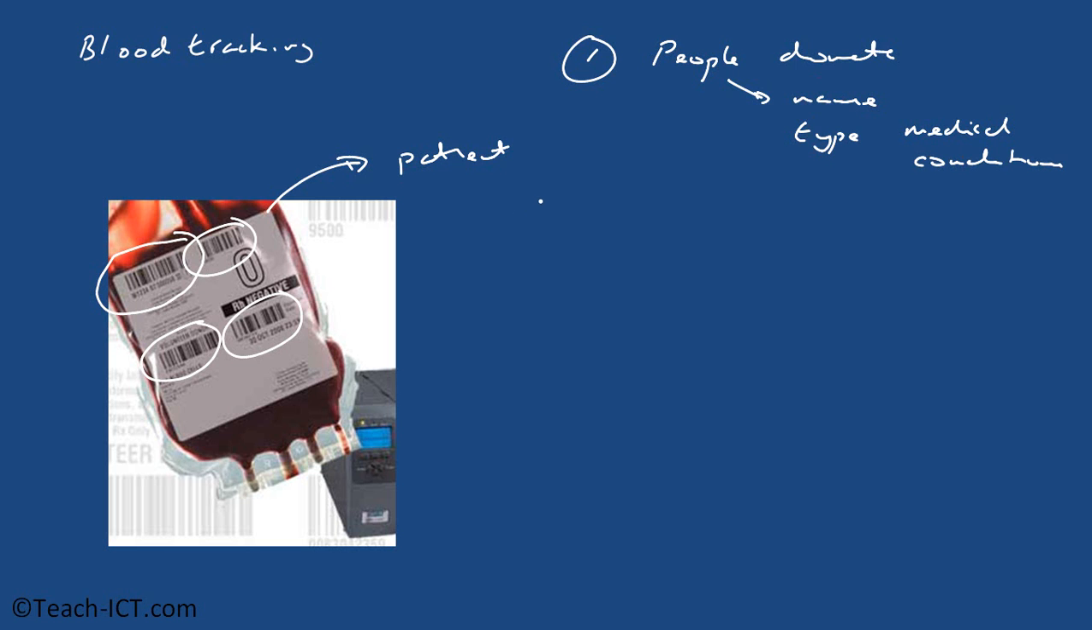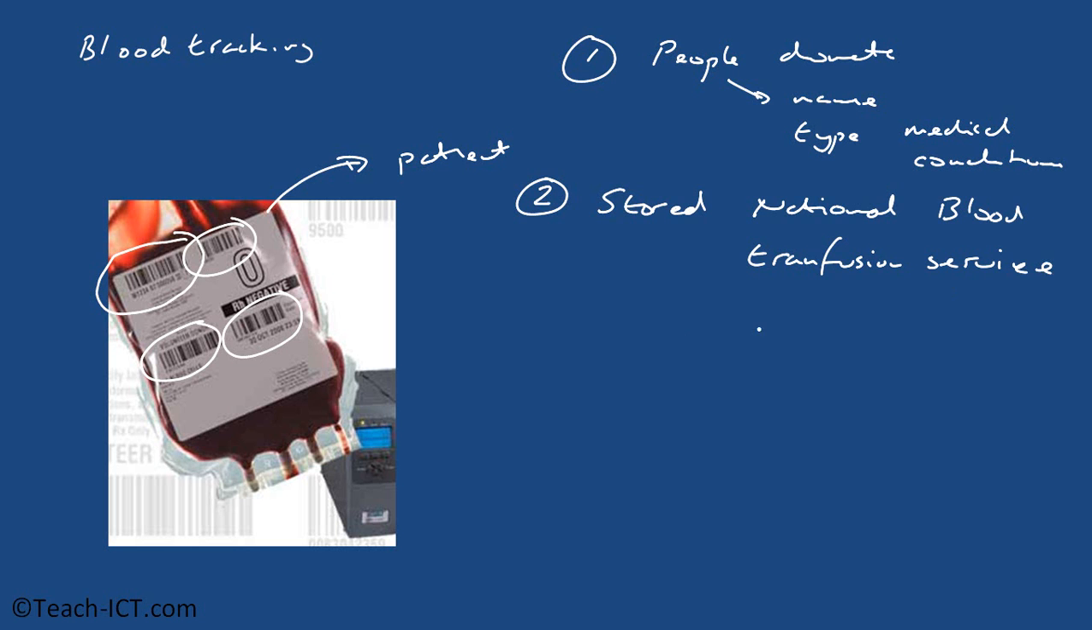Once the blood's been taken, it's stored at an organisation called the National Blood Transfusion Service. I'll put that down there actually. I'll put NBTS, National Blood Transfusion Service. It probably isn't called that, but I'm sure you get that. Now the whole point is that it's stored at a central point.